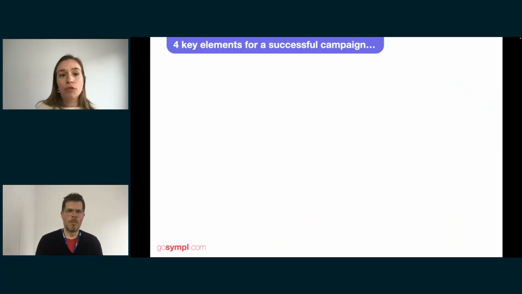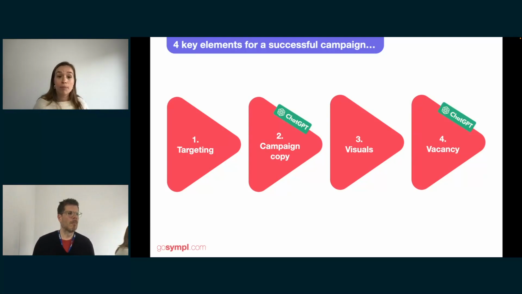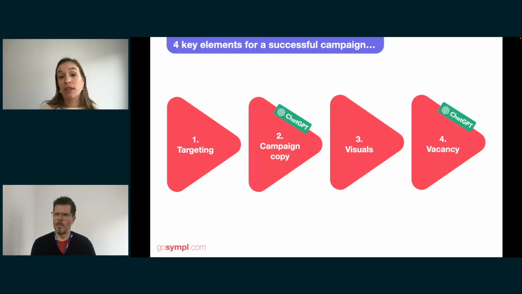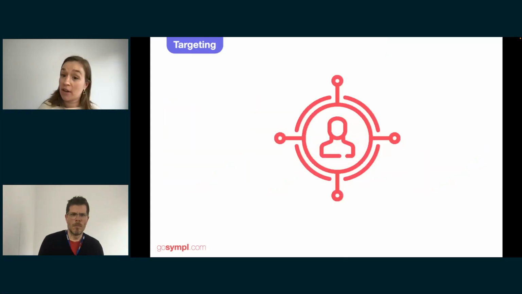And for us, there are 4 key elements for a successful campaign on social media. Targeting is one of them, campaign copy, your visuals, and of course, your vacancy page, the website which you're sending your audience to. And for your campaign copy and for your vacancy page, you can use ChatGPT to help you with it. So we're going to discuss all those 4 items a bit more into detail. And the first one is targeting.